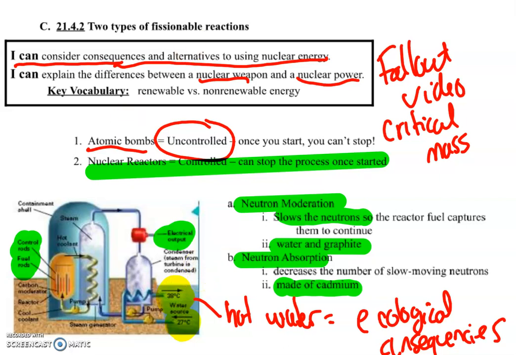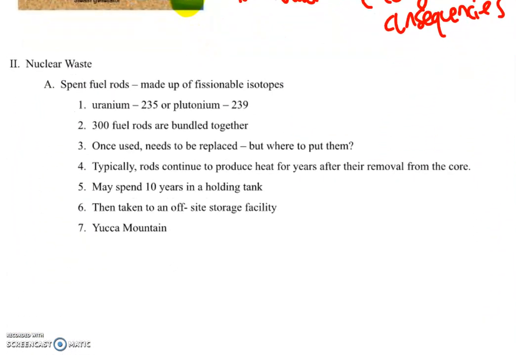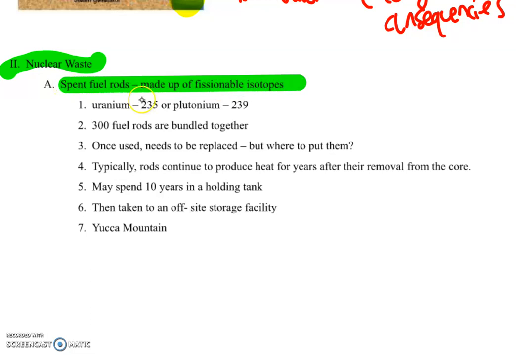Let's see some of the other problems with nuclear power plants. One of the big ones you probably think of is nuclear waste. What do we do with all of those hot radioactive sources? So the spent fuel rods are made up of fissionable isotopes, usually uranium-235 or uranium-239. Once they've been used up all they can be at the nuclear power plant, they bundle them together, and they have to get rid of them somehow. They need to be replaced, but where do we put the old ones?